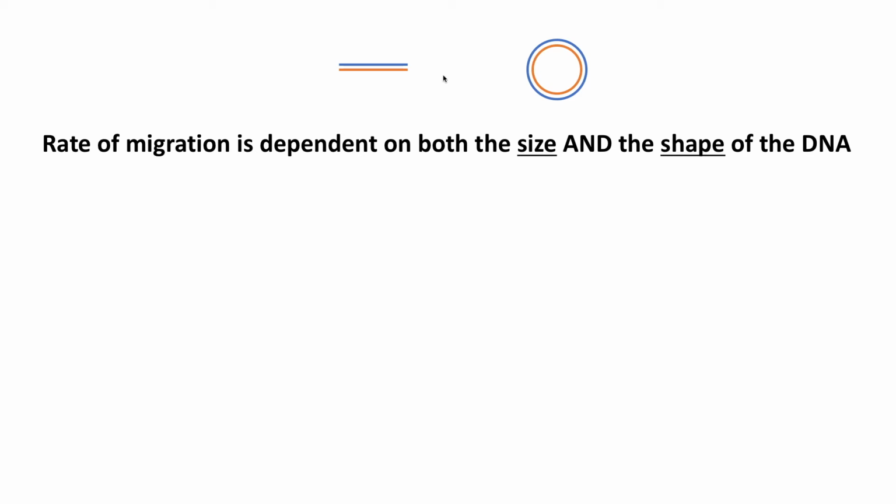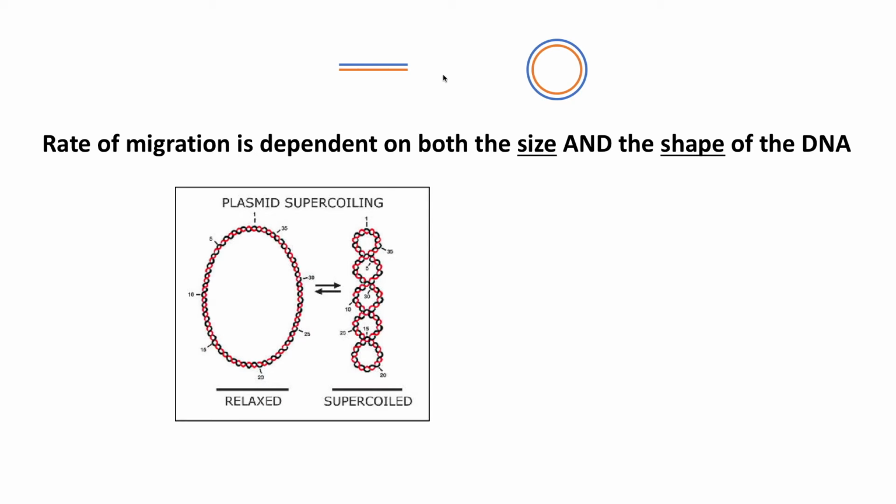Everything we've talked about so far is true for linear DNA. However, DNA can also have more complicated shapes. That's important because the rate of migration is dependent on both the size and the shape of the DNA. Plasmid DNA exists in three forms: as linear DNA, as a relaxed circle, or as supercoiled DNA. Supercoiled DNA is DNA that has been twisted to reduce how much space it occupies. This is important because there is a lot of DNA in a cell. For example, the DNA in a single human cell would be longer than 6 feet if placed end to end.